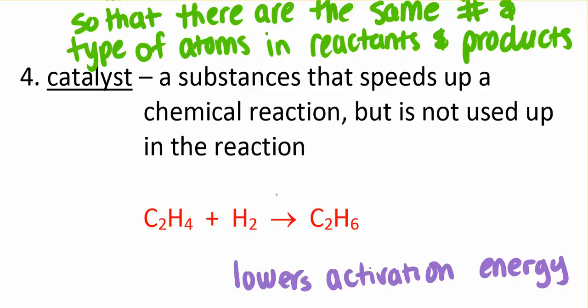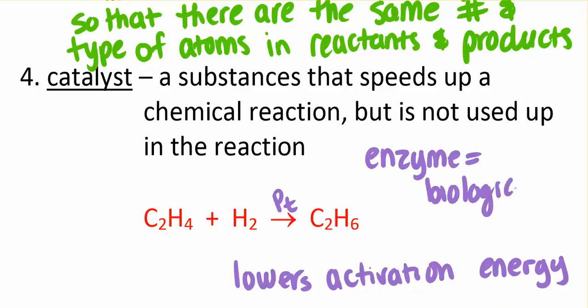If we have a catalyst, we can put it over the arrow. And in this reaction, I know that platinum, a metal, is a catalyst for this reaction, so I can put that over the arrow. Remember that an enzyme is a biological catalyst. So in your body, you have enzymes that are catalysts for your reactions, and so often we'll have enzyme names over the arrows in biology.